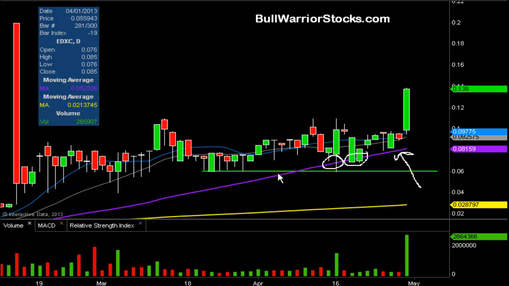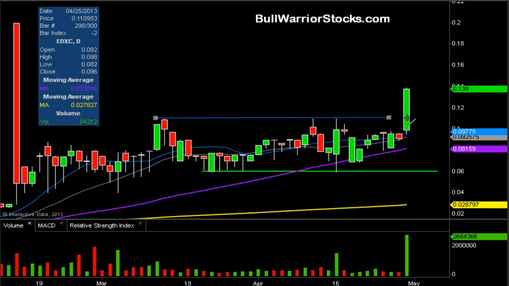You want to see the price find support at key levels, especially these moving averages, and that's exactly what's been happening with this one. So right now the 50-day is valued at 0.082, so that'll be another important area of support. And then finally with supports, we have the 11-cent mark.